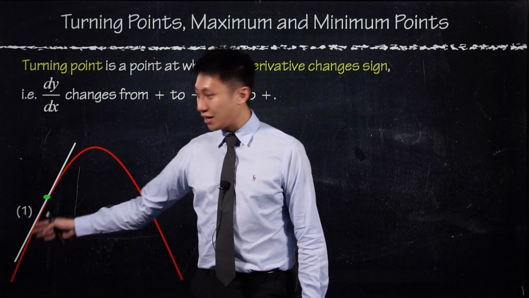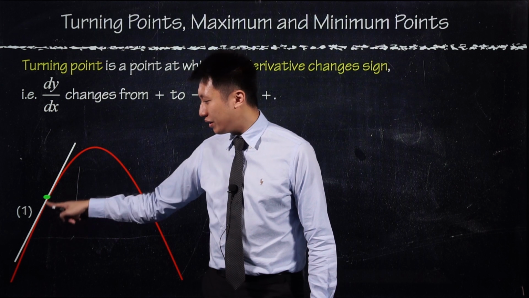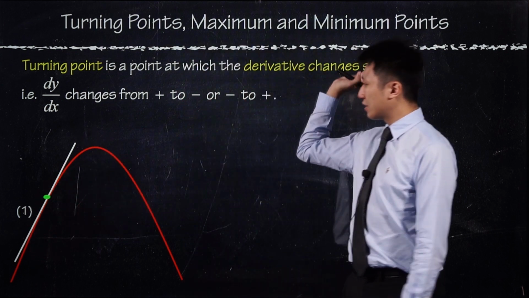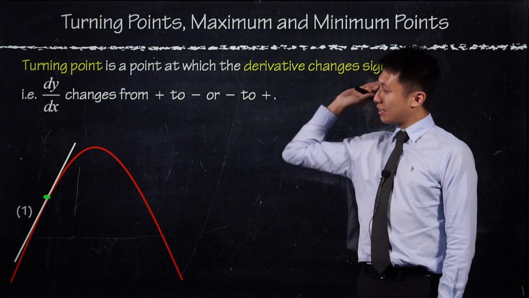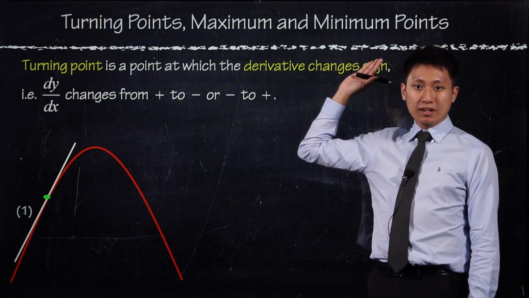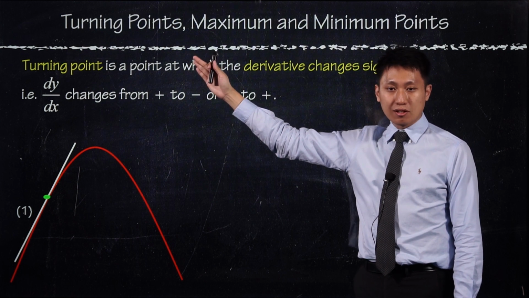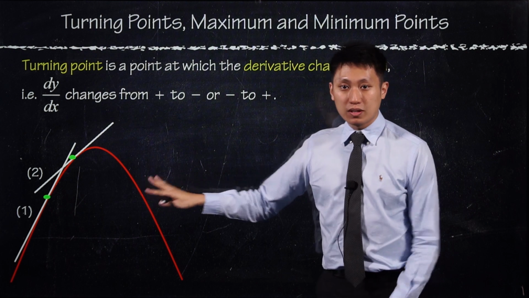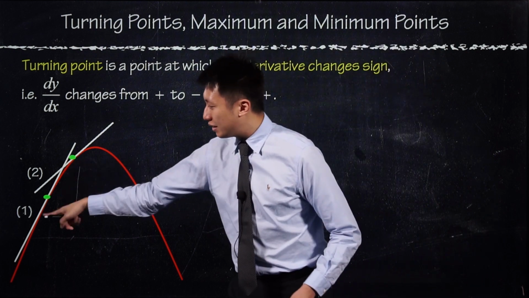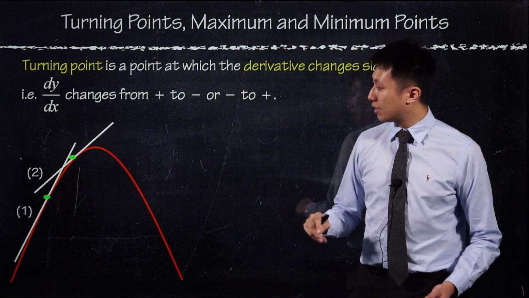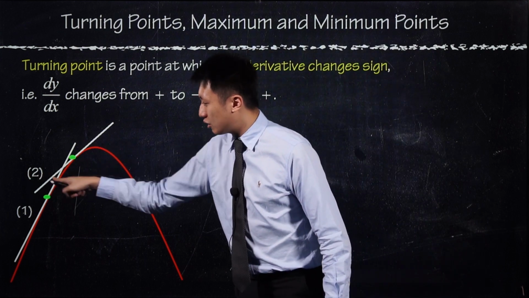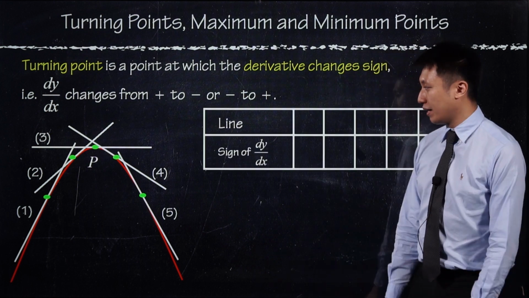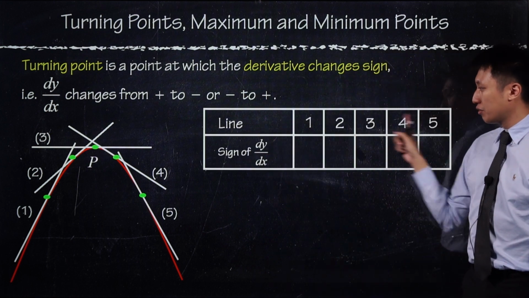Dy/dx means, for this line, the dy/dx at this point is the slope. If the line is slanted this way, the slope is positive. If it's slanted this way, the slope is negative. Remember that? I'll just label these lines for you first: this is line 1, line 2, line 3, line 4, line 5. Then I have a table here for lines 1, 2, 3, 4, 5.